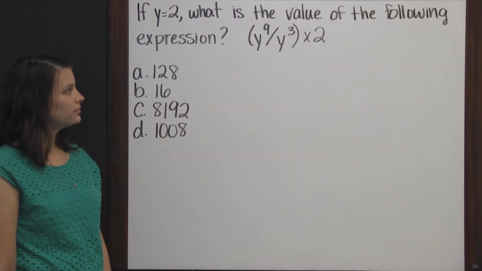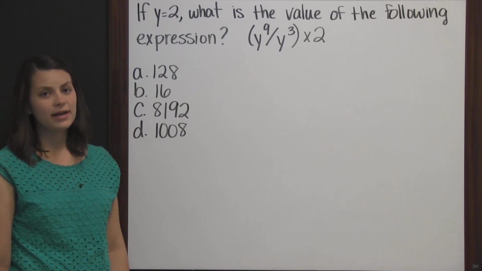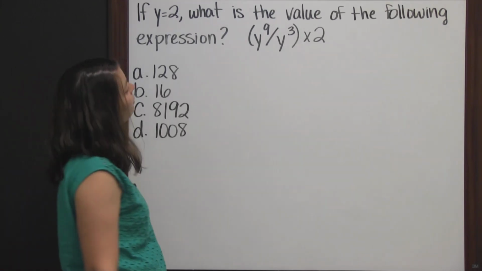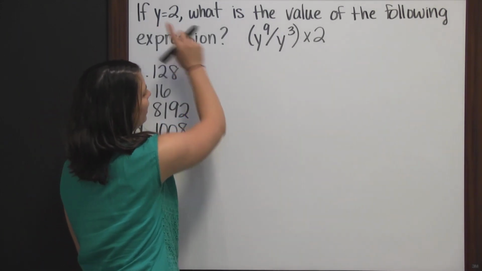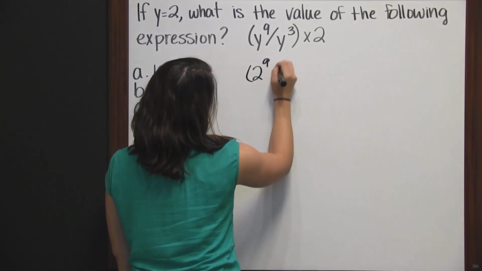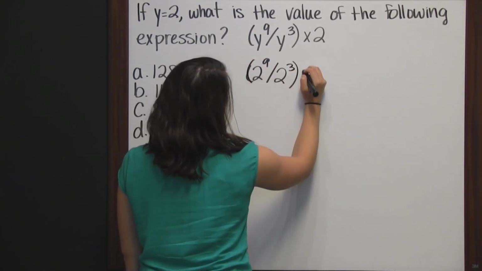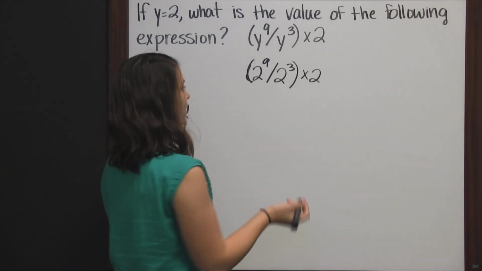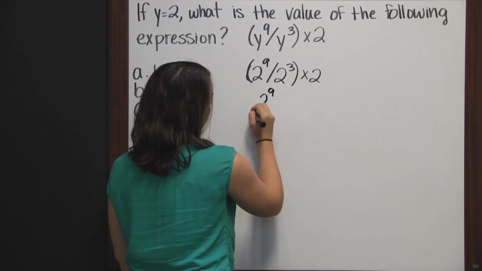If y equals 2, what is the value of the following expression? The quantity y to the 9th divided by y cubed, times 2. The first thing we need to do is substitute 2 for y in our expression. So it becomes 2 to the 9th divided by 2 cubed, and that quantity times 2. And what I want to do is rewrite it.